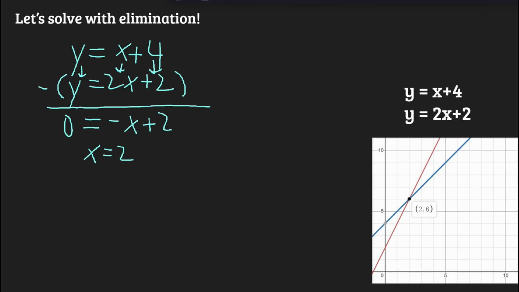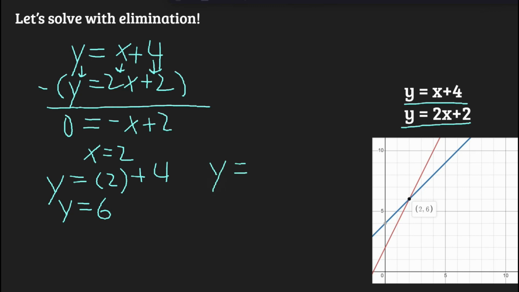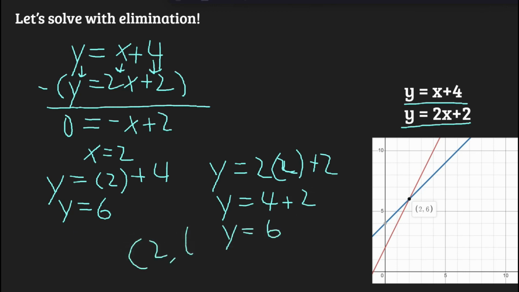So let's plug it into this y is equal to x plus 4 equation first. So y is equal to 2 plus 4, so we're getting y is equal to 6. Now let's make sure, by plugging it into that second equation, y is equal to 2x plus 2. So y is equal to 2 times 2 plus 2. That's y is equal to 4 plus 2, so y is equal to 6. So I've just confirmed there. I'm pretty certain the answer is 2 and 6.